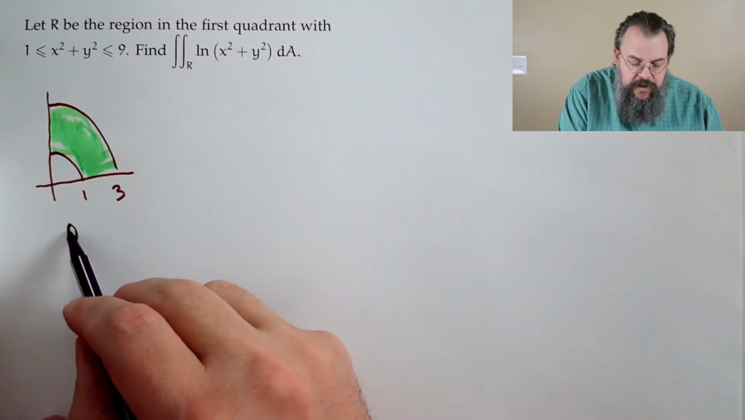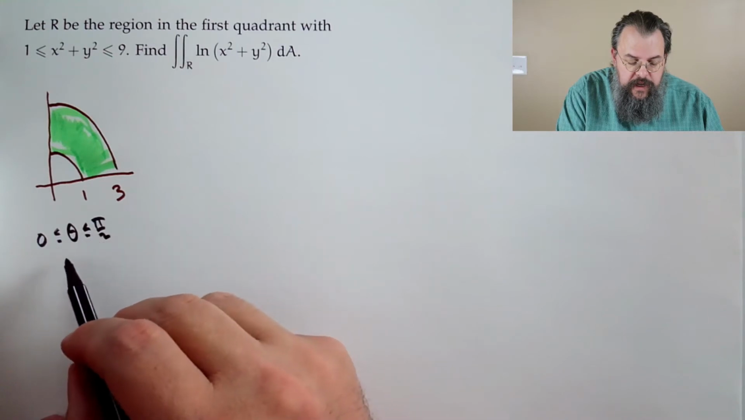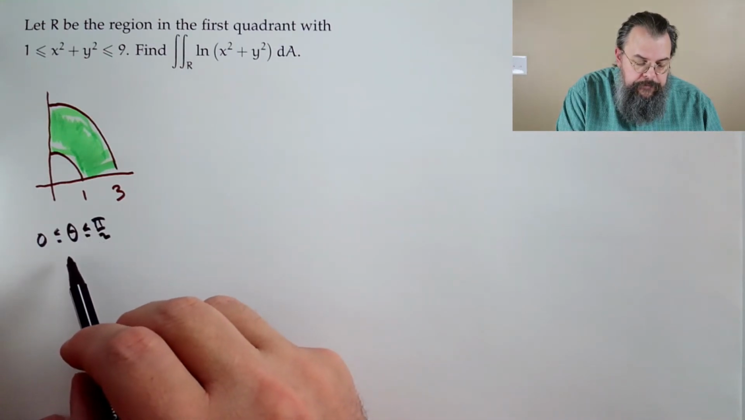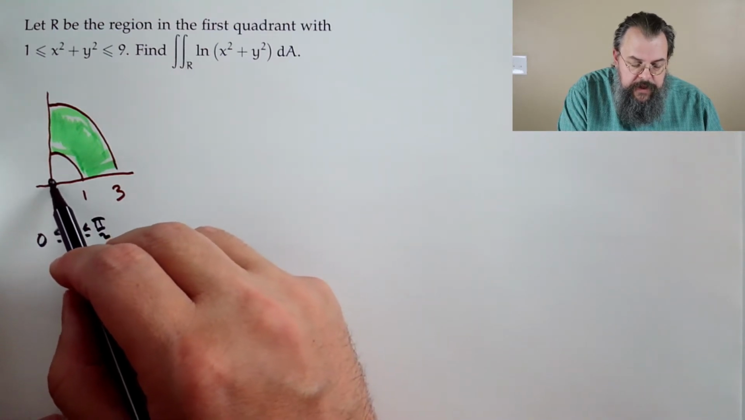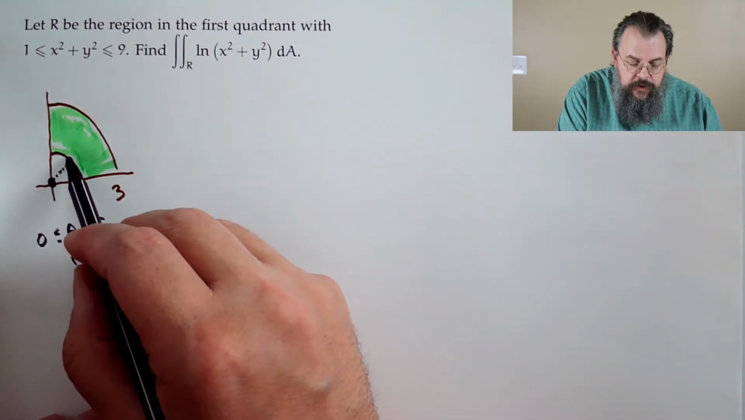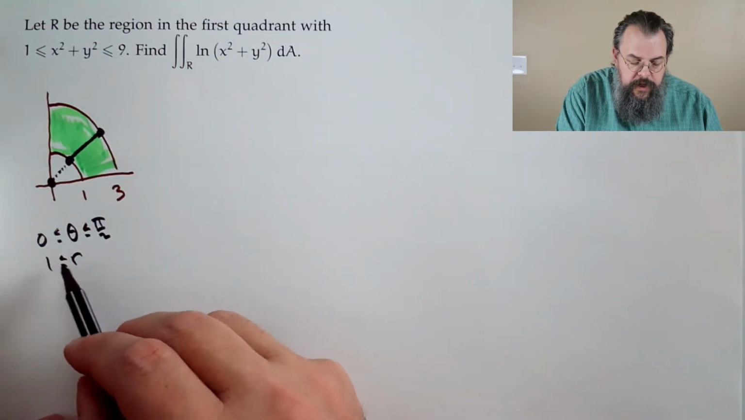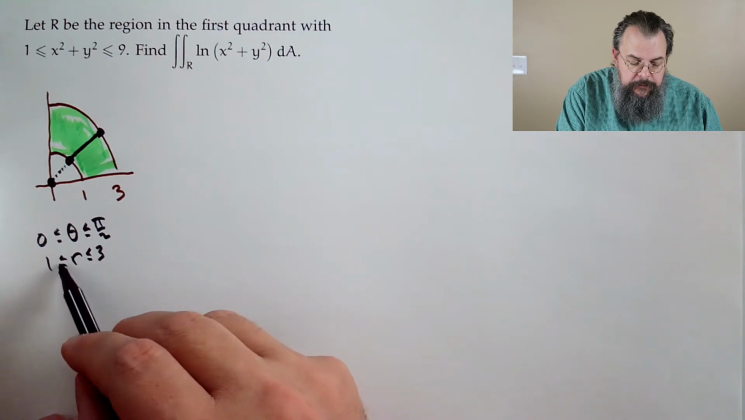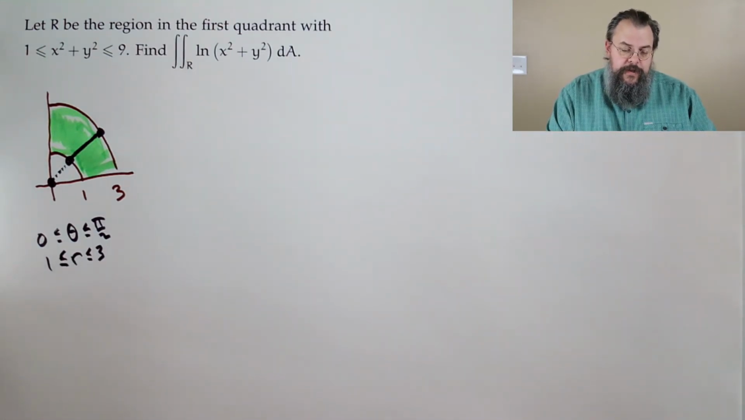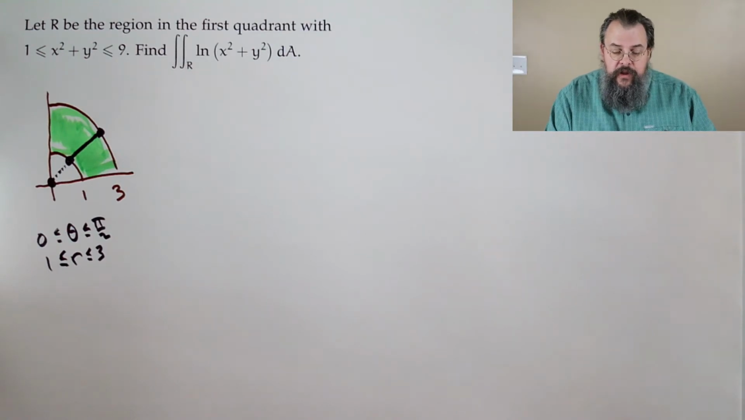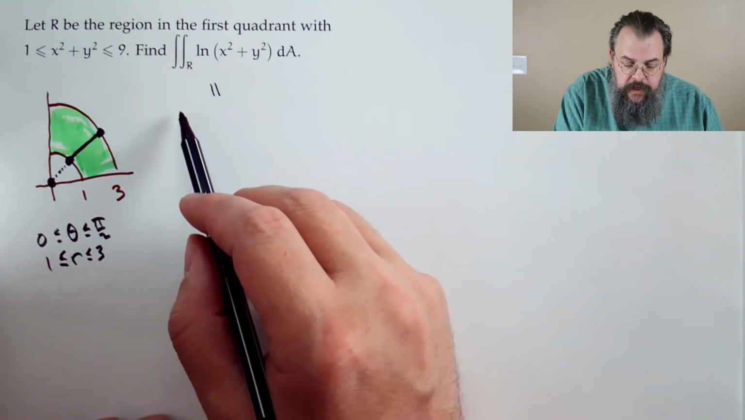So we can say theta goes from 0 up to pi over 2. And then how about r? Well, we can say r goes from where? Well, we always think about coming out from the center. We start at 1, and we go to 3. So between 1 and 3. Great. All right. There we go. So now it's fairly straightforward, right? We can say, okay, integral.